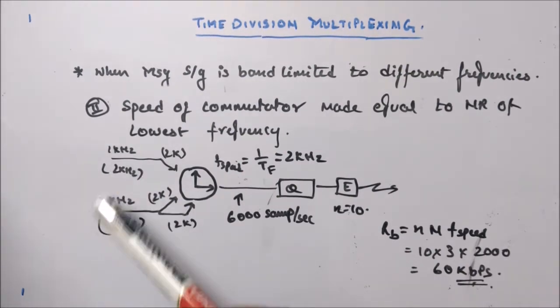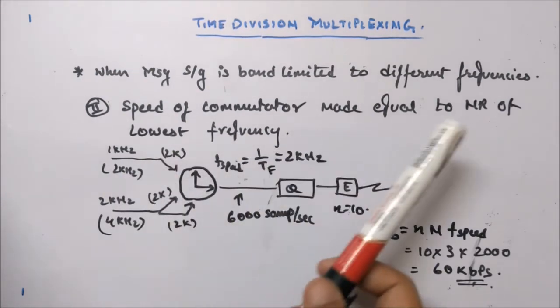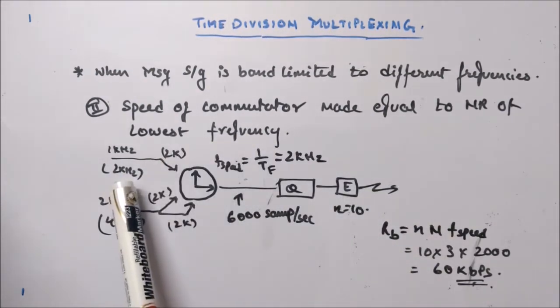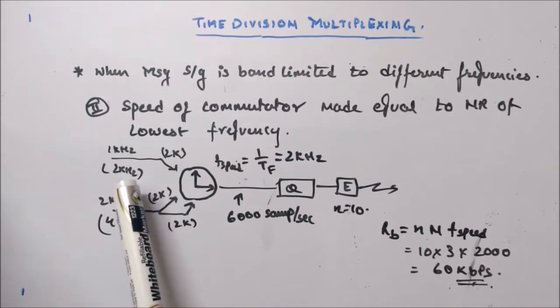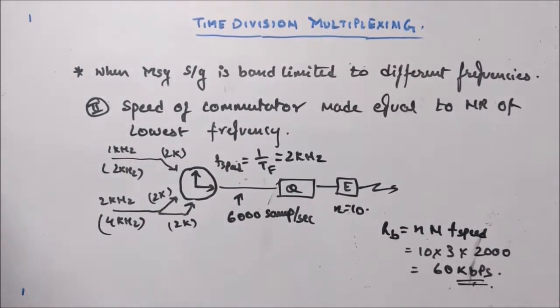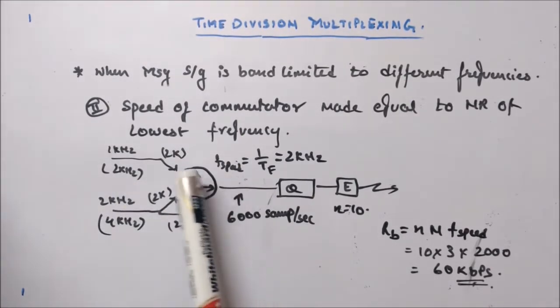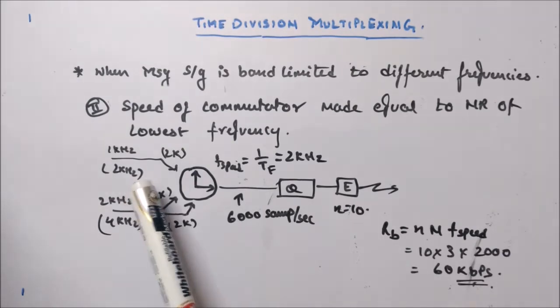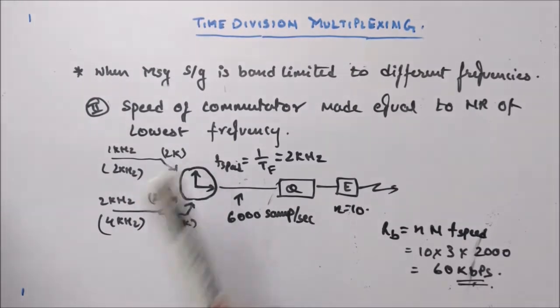Now among these two, the Nyquist rate of the lowest frequency is 2 kilohertz. This is your lowest frequency among these two, and the Nyquist rate of the lowest frequency is 2 kilohertz. So your speed of the commutator has to be set to these 2 kilohertz. Okay, so it will take 2000 samples per second.